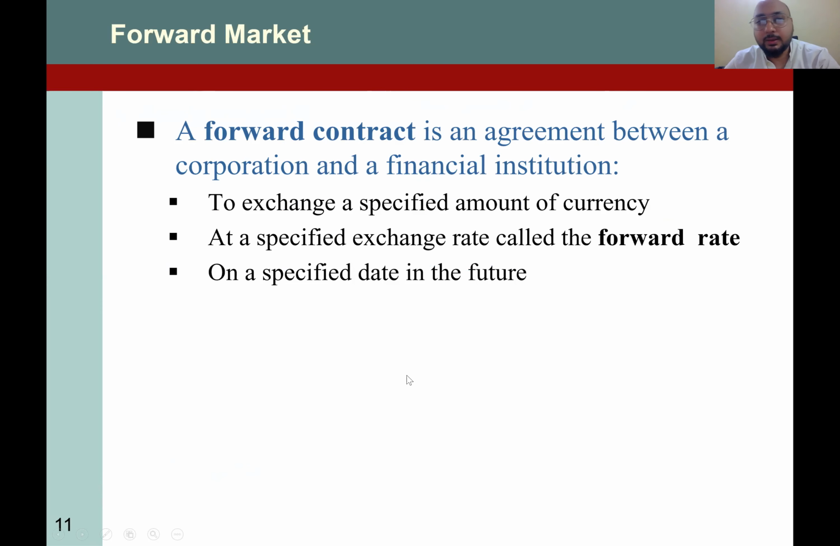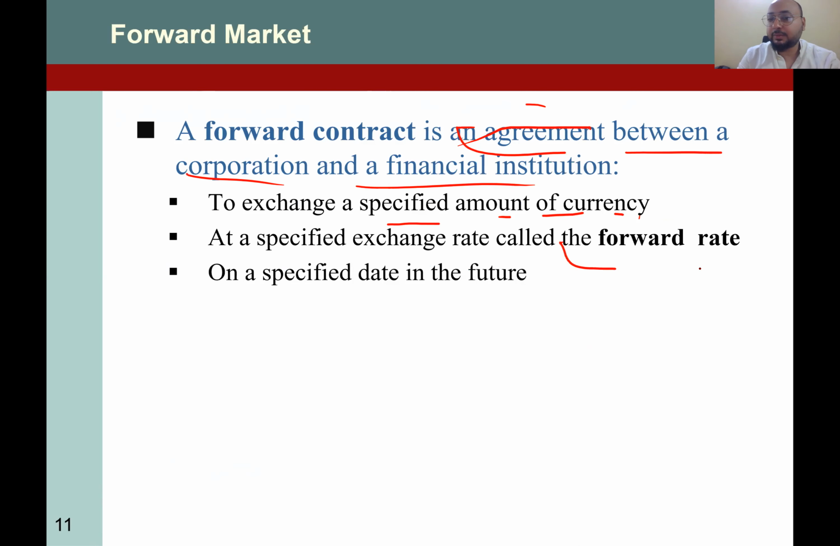Okay, number one. So we have a forward contract. Forward contract, this is an agreement between two parties. Since we are reading this in perspective of MNC, it's an agreement between a corporation and a financial institution to exchange a specified amount of money, currency, with a specific exchange rate. We call this forward rate, on a specified date in the future.